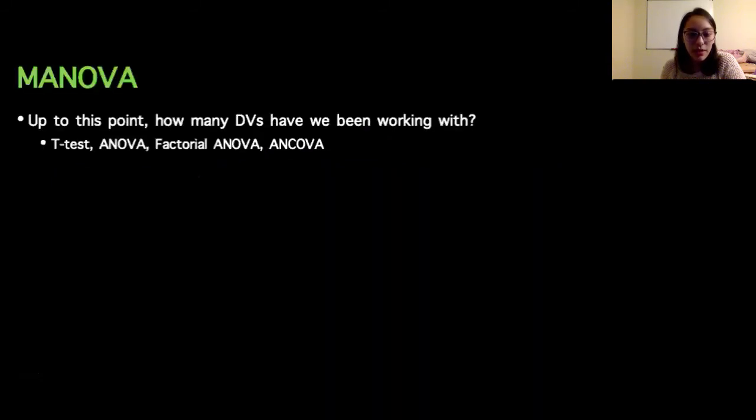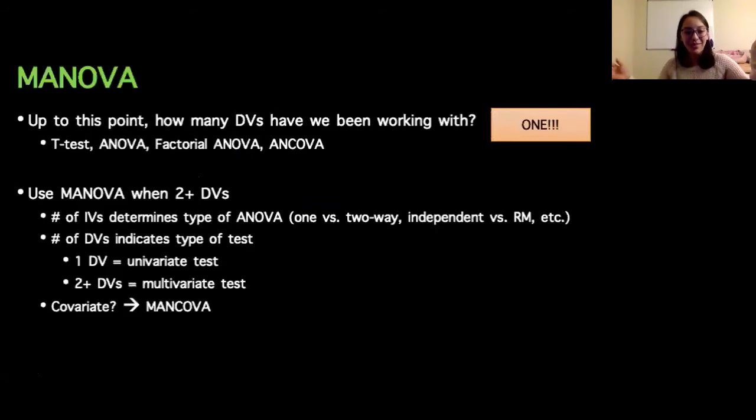So question for the people, up to this point, how many dependent variables have we been working with? Whether we look at a t-test, ANOVA, factorial ANOVA, or an ANCOVA, Chris is holding up a 1. That is correct. What does the multiple stand for? Multiple dependent variables. That's literally the only difference. Okay. So, aside from a few conceptual differences, the way that you determine what tests to run is exactly the same.